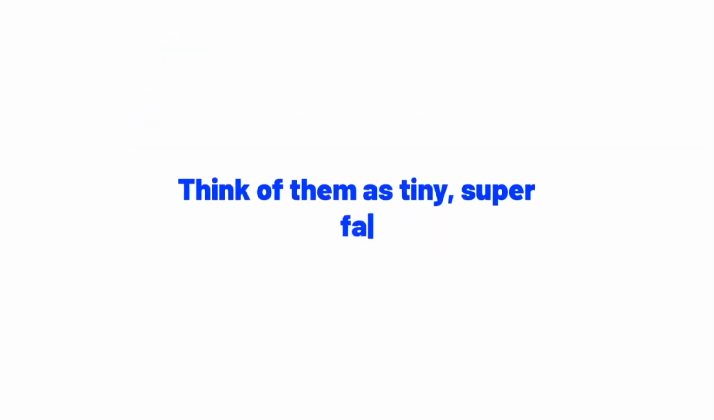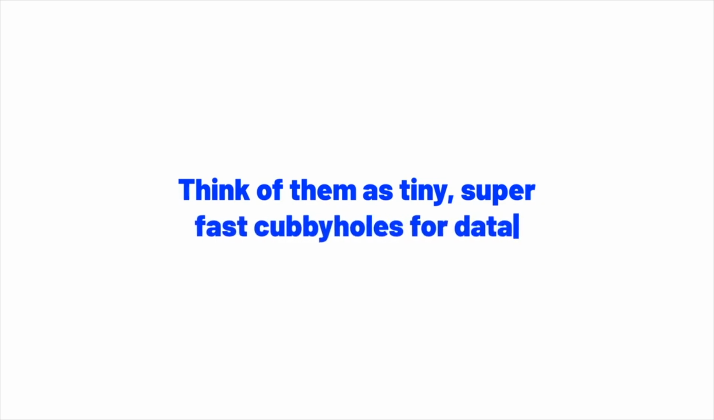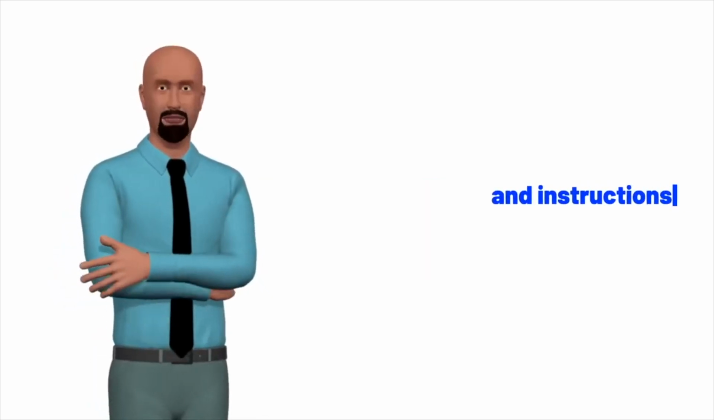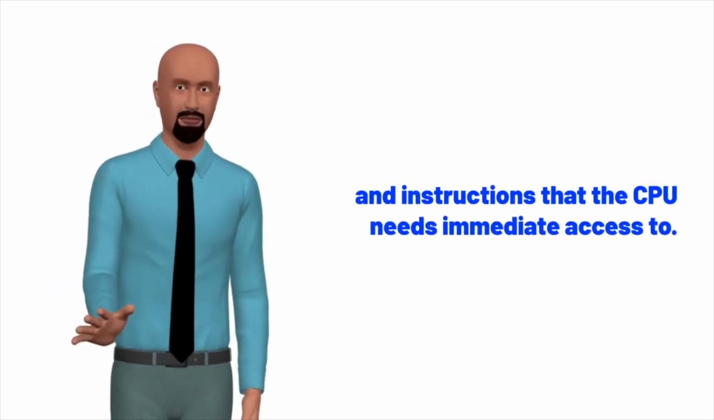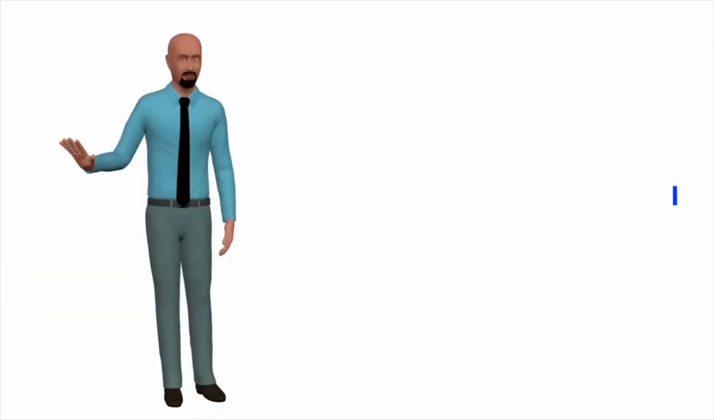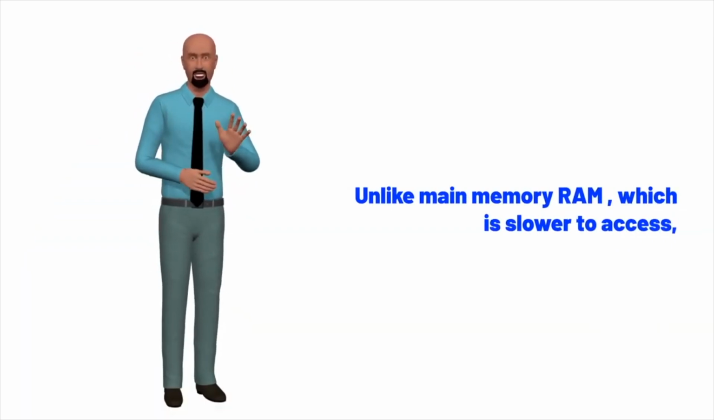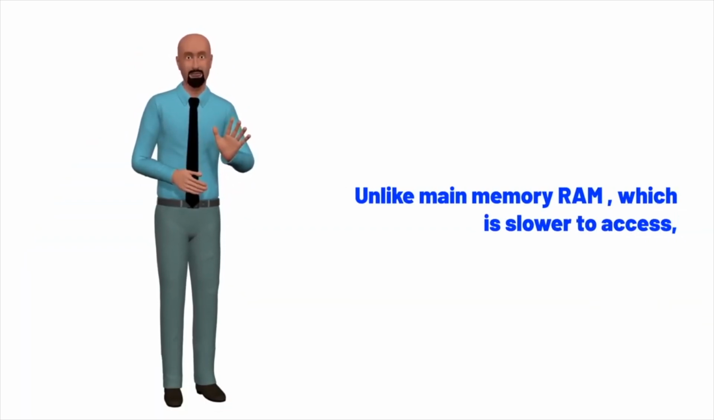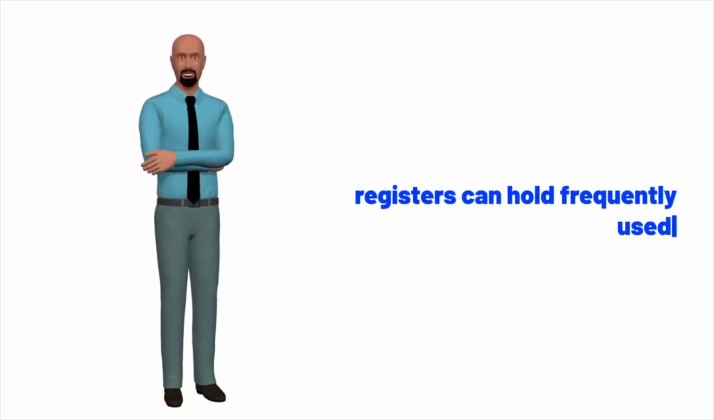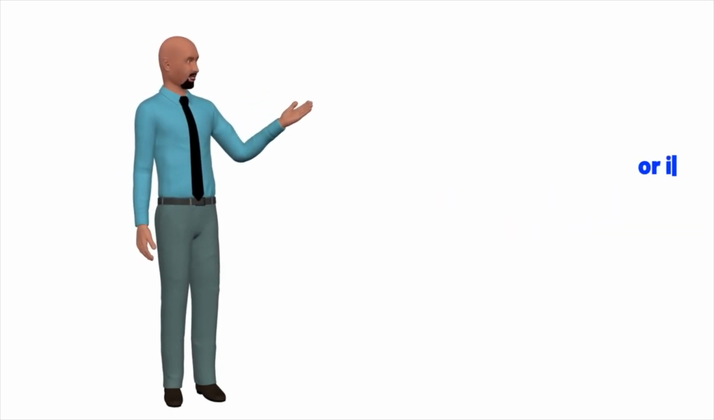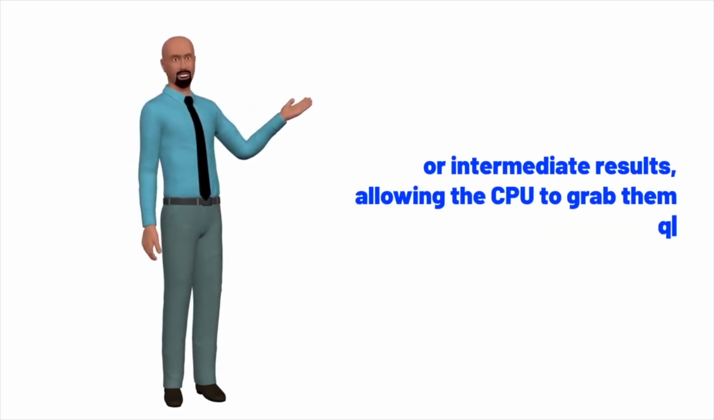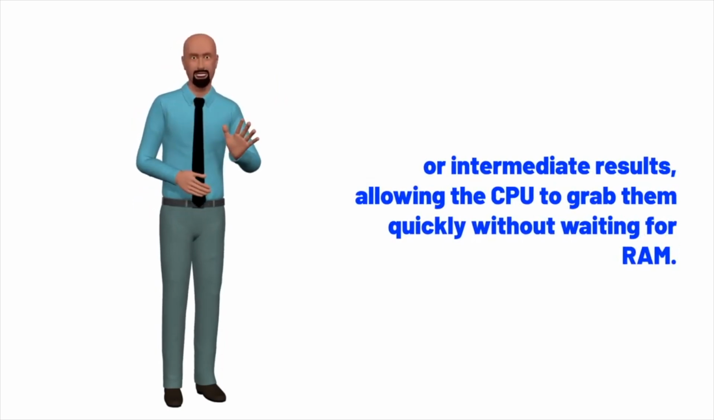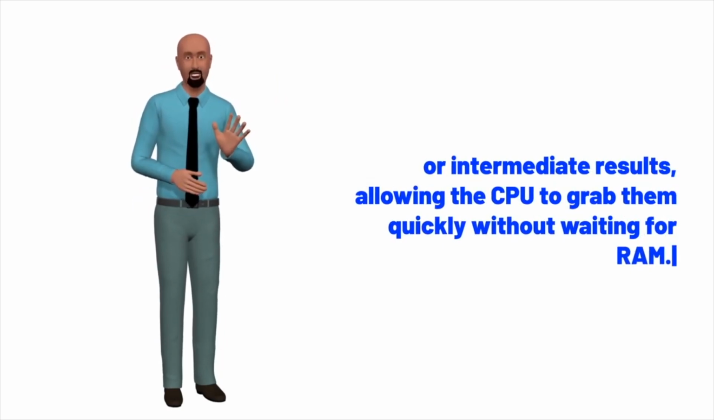Think of them as tiny, super-fast cubbyholes for data and instructions that the CPU needs immediate access to. Unlike main memory, RAM, which is slower to access, registers can hold frequently used data or intermediate results, allowing the CPU to grab them quickly without waiting for RAM.